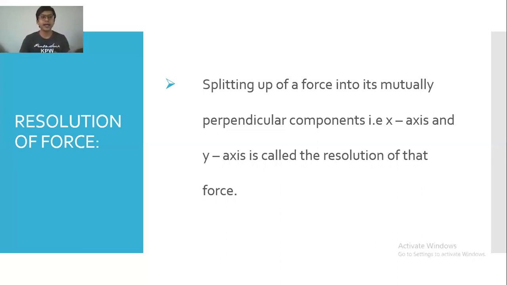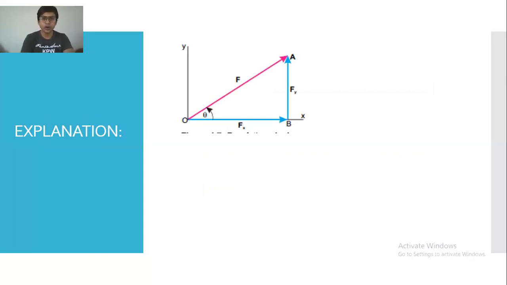And how do we split it? We split it into its x component and y component, and these are called the perpendicular components. Okay, so here we will look at the explanation. I have a figure for you. I need you to concentrate on this figure and focus on it. So here, this is the x-axis, we have mentioned it, and this is the y-axis.